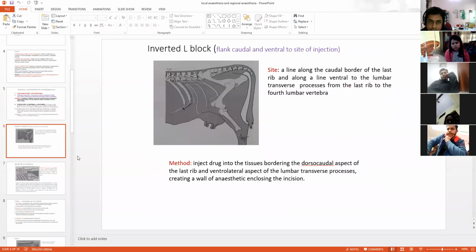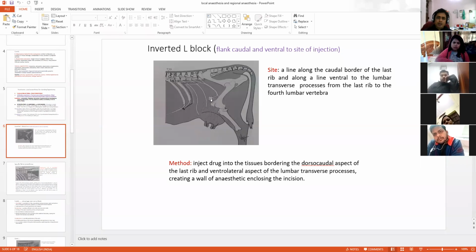Now you see this inverted L block. You see this line here. This is the inverted L septum. So this technique is known as the inverted L block. If you are going to block this nerve, meaning all these nerves, then you will have analgesia and desensitization of this part.